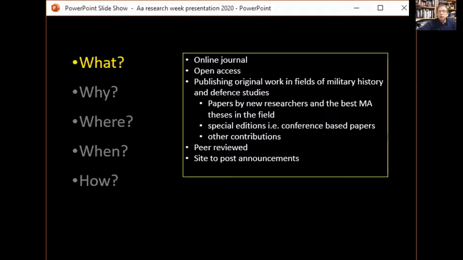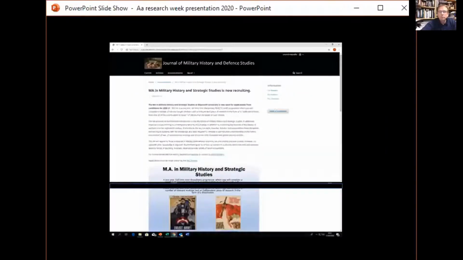And also we wanted a site that we could post announcements in. We used to have a Facebook site that would post announcements in military history for the department, and then my children informed me that nobody under the age of 30 ever looks at Facebook. So we're just looking for somewhere where we could put up information in the fields of military history and defence studies that would showcase things that we do, but also alert researchers in the field to other activities that might be interesting.